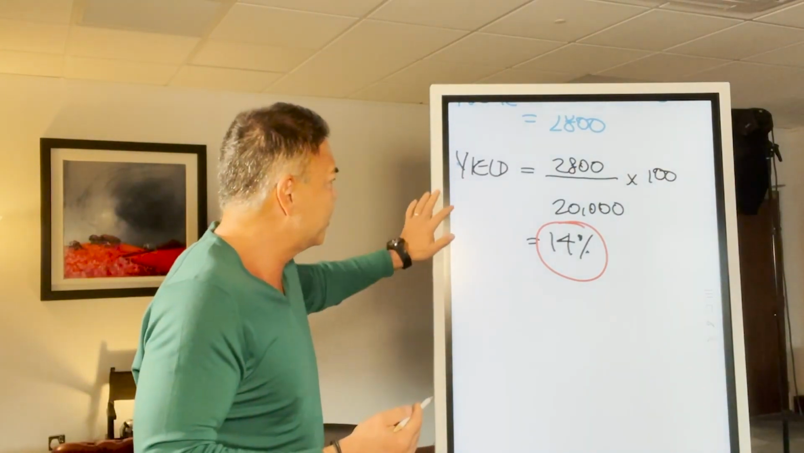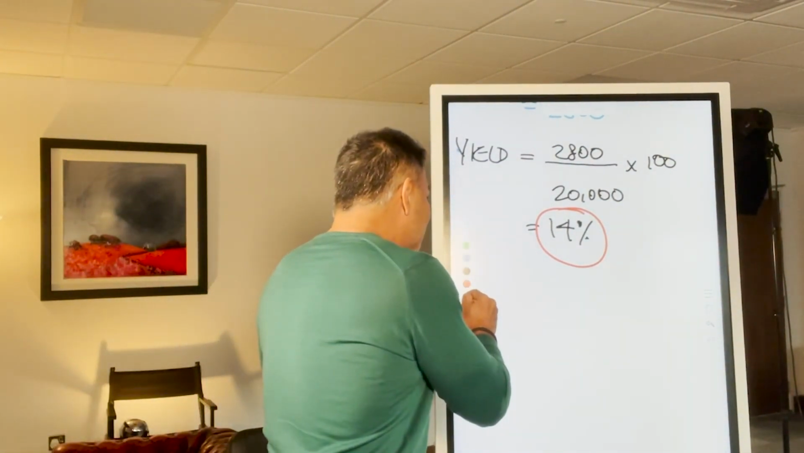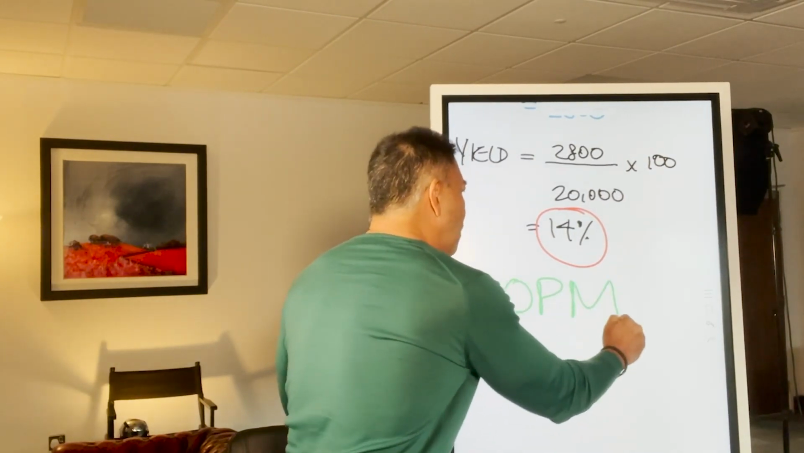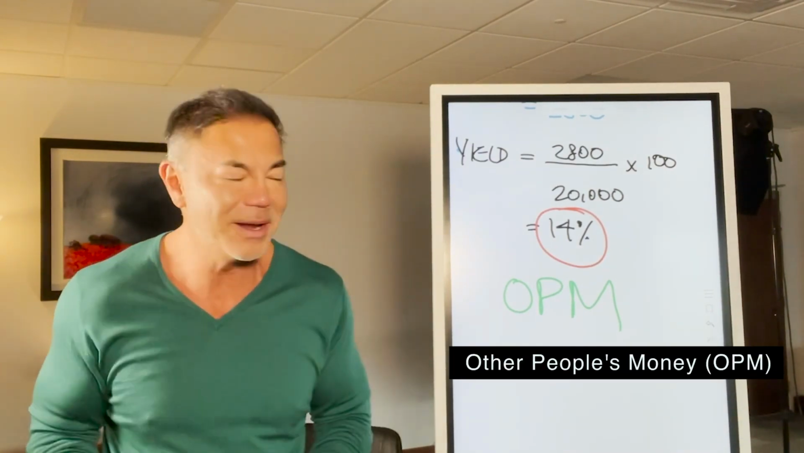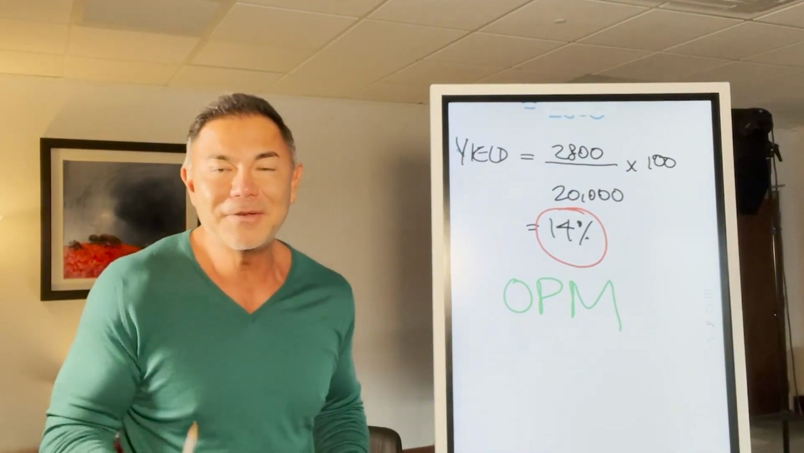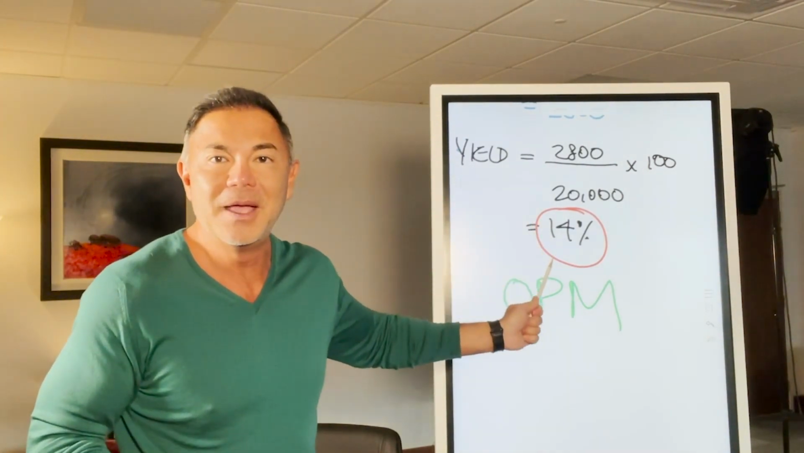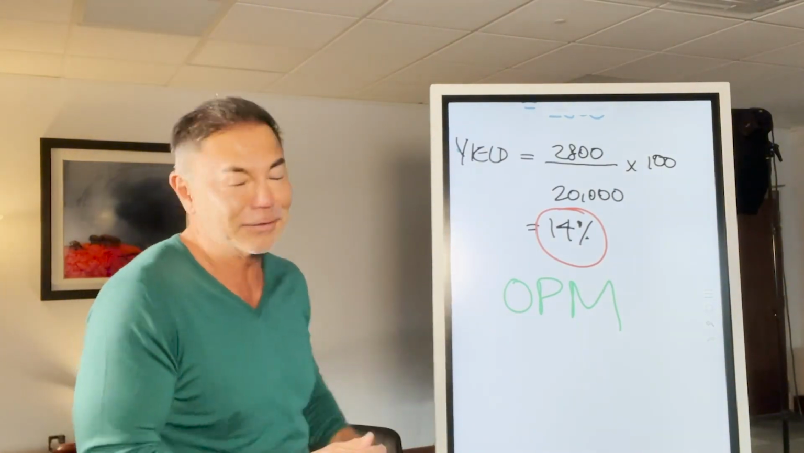So that brings you to this concept in property that as much as possible, we want to use OPM. That stands for other people's money. So even if you've got money, you've got cash, it's much better when you leverage on other people's money. So that way you could get a much higher return. In this case, it's 14%.